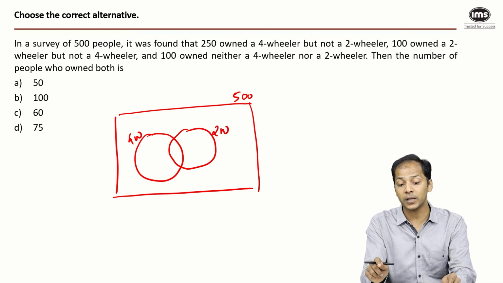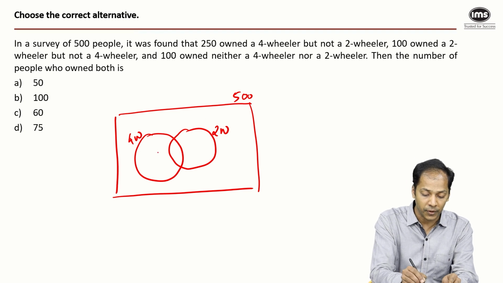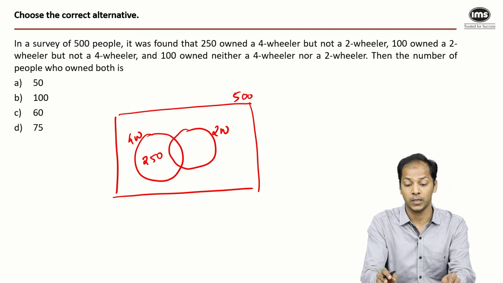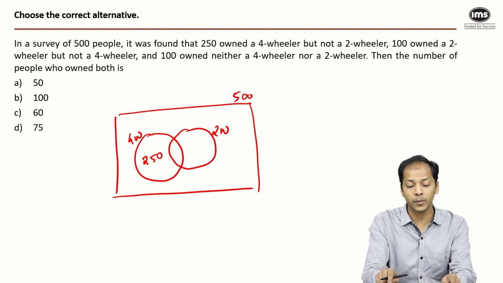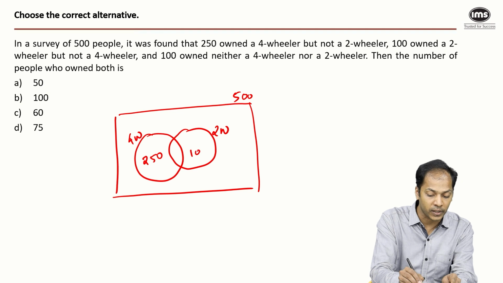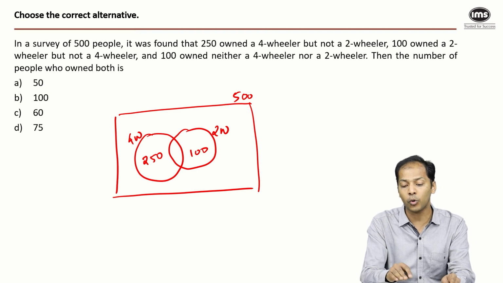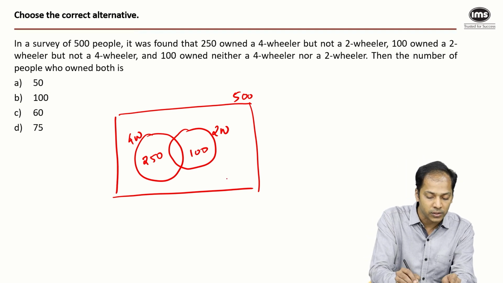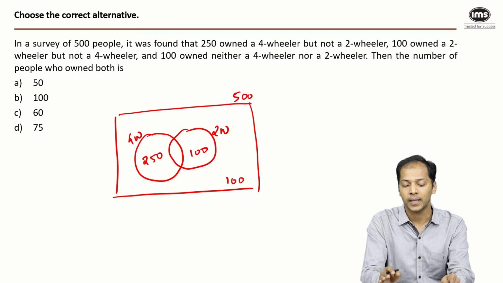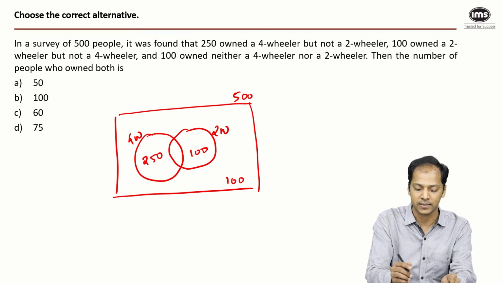250 owned a four-wheeler but not a two-wheeler. So within the set of four-wheelers but outside the set of two-wheelers, there are 250 people. 100 owned a two-wheeler but not a four-wheeler, so there are 100 over here. 100 owned neither a four-wheeler nor a two-wheeler, so 100 are over here. Then the number of people who owned both is.